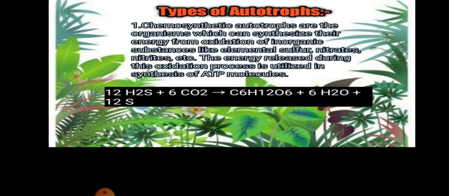Over here, the definition is important. Often a question has been asked, so you should know the definition. As I told you, there is no need to mug up. You can just understand the definition and you would better remember it. Now, chemosynthetic autotrophs are organisms which can synthesize their energy from oxidation of inorganic substances. This is the line that you need to remember. What is happening over here? There is a process taking place, that is oxidation. Oxidation of what? Of inorganic substances like elemental sulfur, nitrates, nitrites, etc. And after breaking down these elemental chemicals or elemental components, what is happening? Energy is being released.